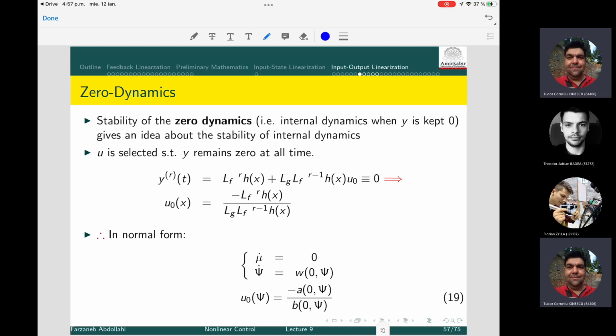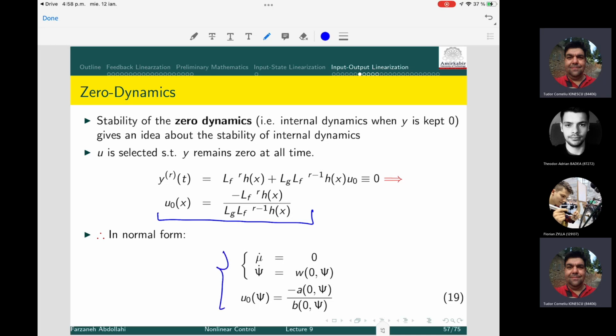Where were we? Stability of the zero dynamics: internal dynamics when y is kept at zero gives an idea about the stability of the internal dynamics. That only makes sense. U is selected such that y remains zero at all time. So if y differentiated r times has this form and is equal to zero, then u0(x) has this shape. And in normal form, you get this explicitly.